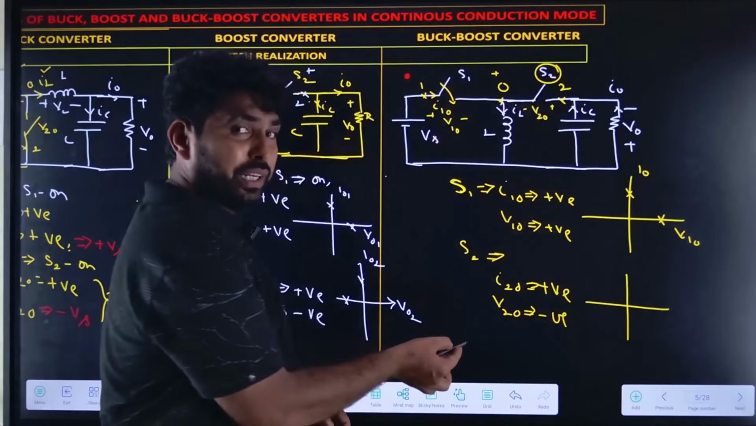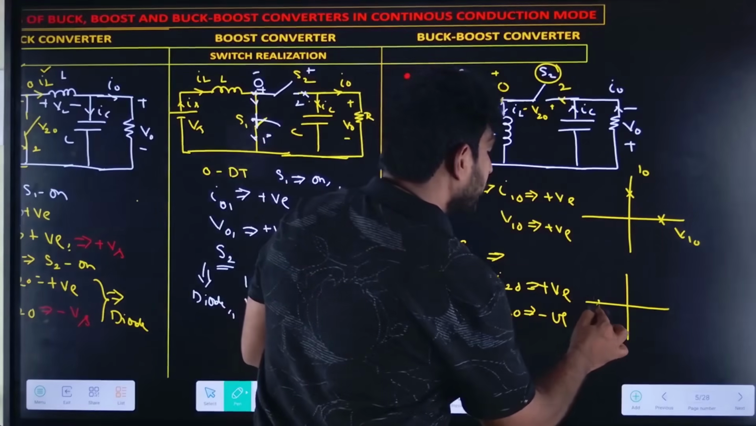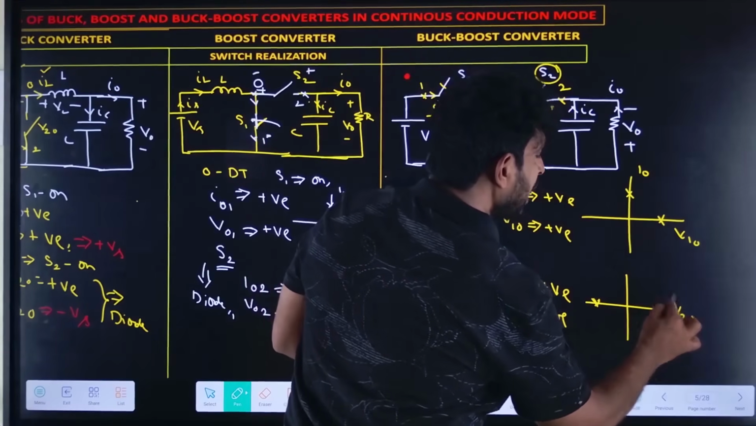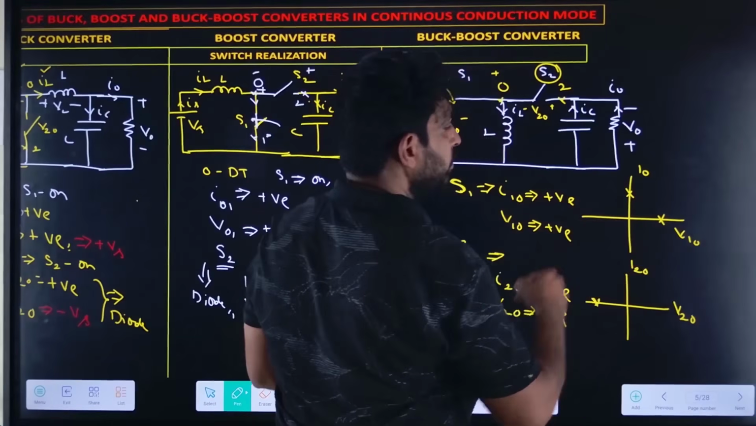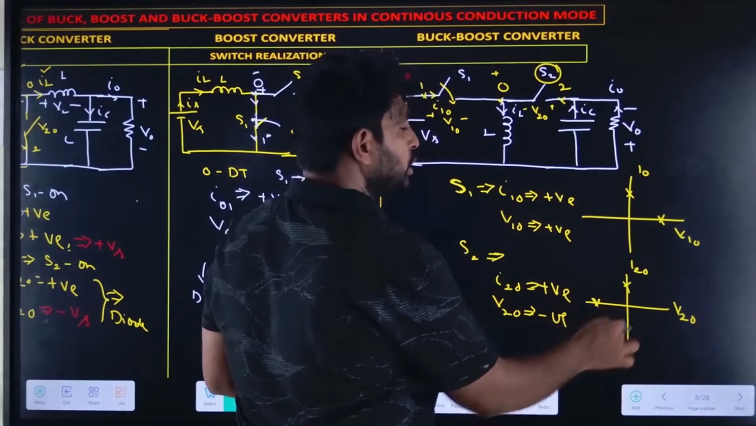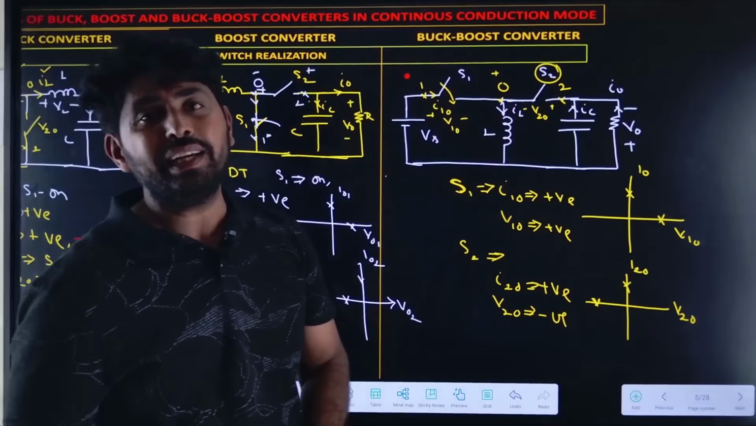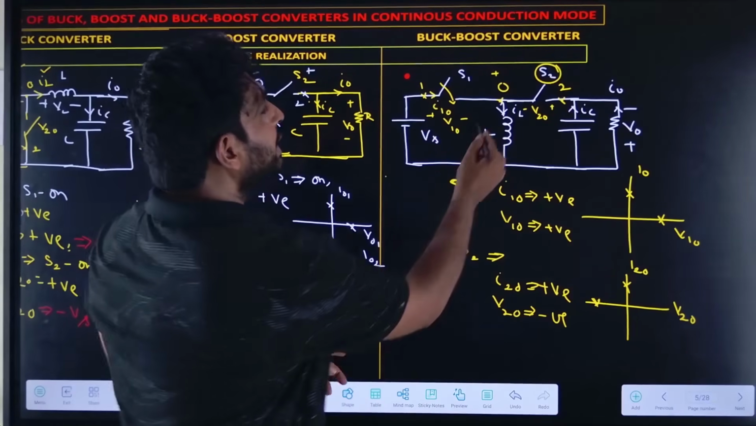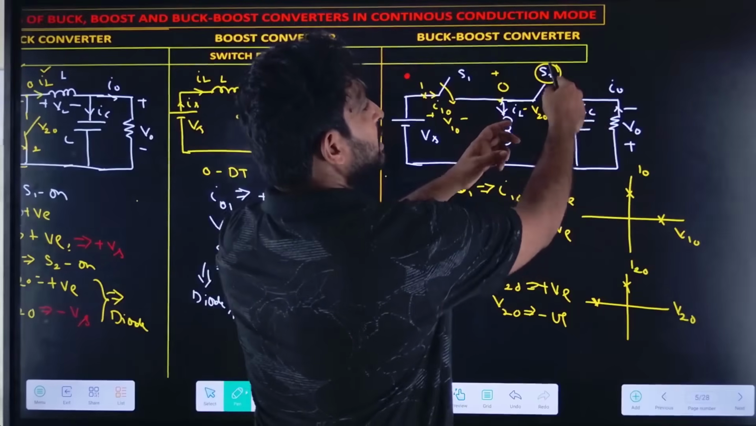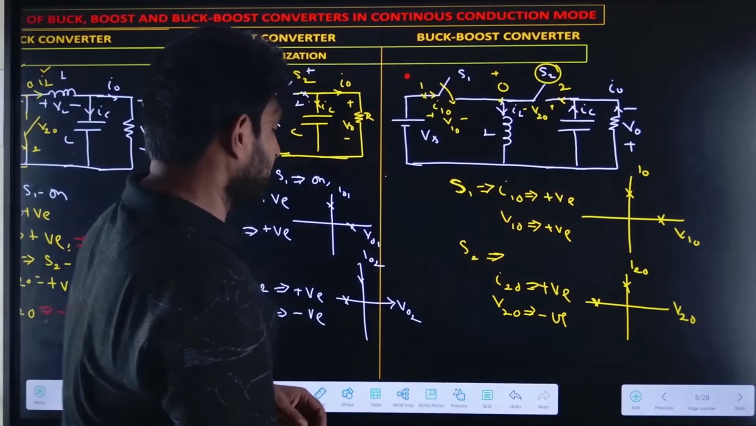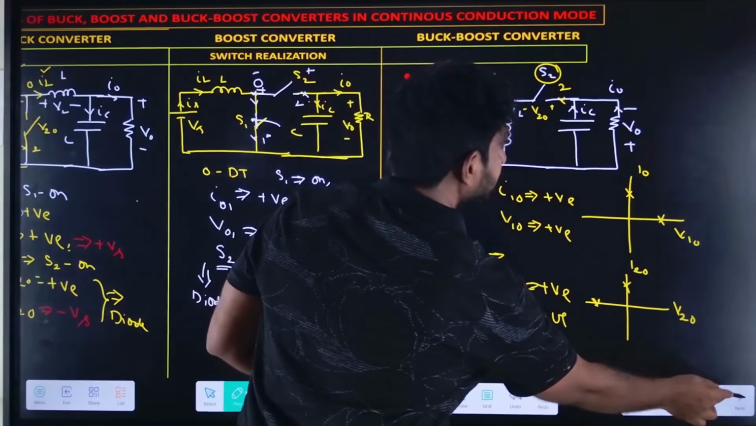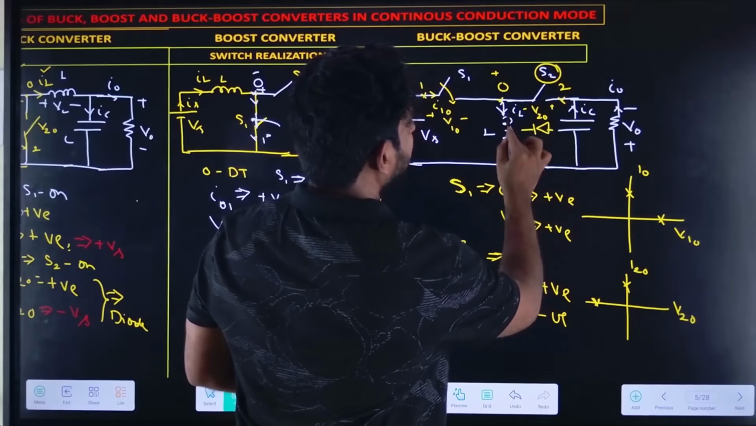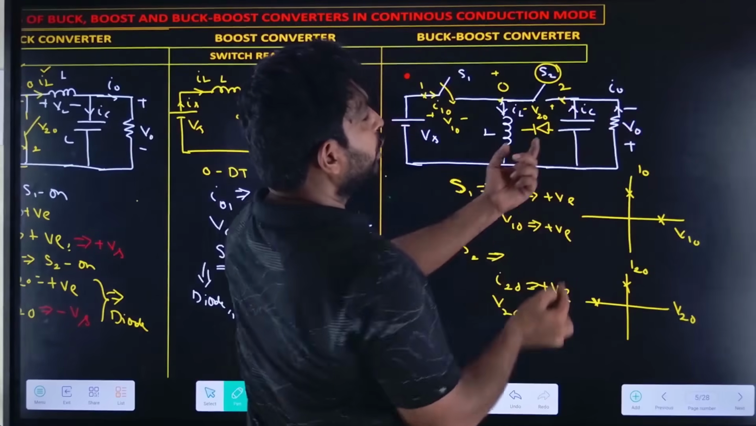So we can replace it with a diode, since the diode blocks the negative voltage. V20 is negative, I20 is positive, so S2 can be replaced by the diode. In which direction should it be? The anode should be in the inductive current direction, so the diode should be in this direction to allow the inductive current.